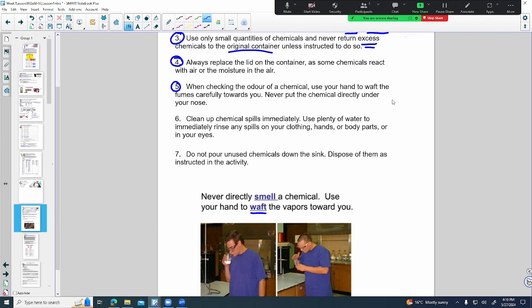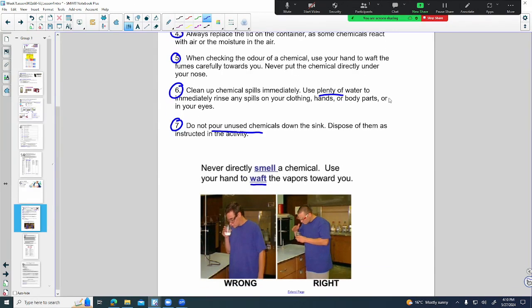Clean up chemical spills immediately. So if you spill something, clean it up right away. Use plenty of water to immediately rinse any spills, whether it's on your clothing, your hands or body parts, or in your eyes. Do not pour unused chemicals down the sink. Make sure that you read the instructions, and dispose of them as instructed in the activity.